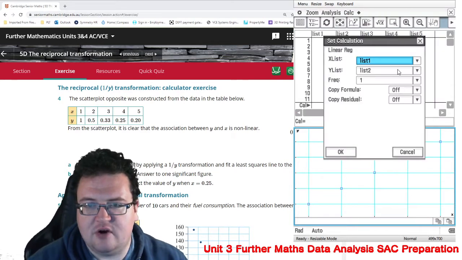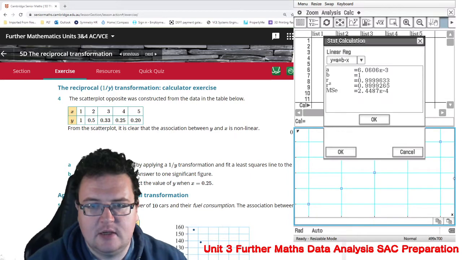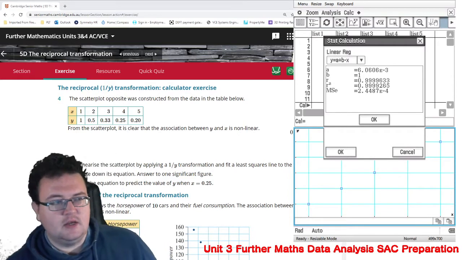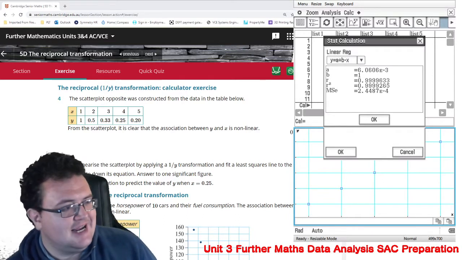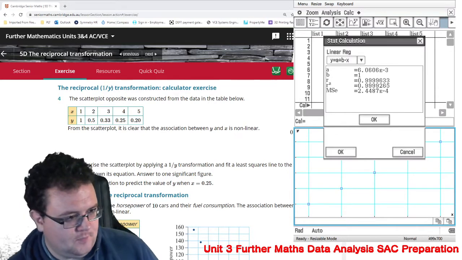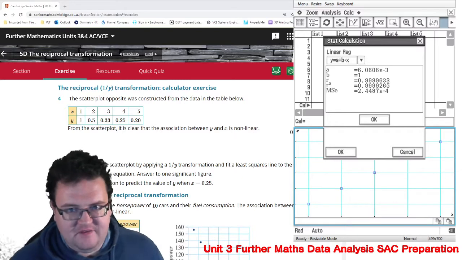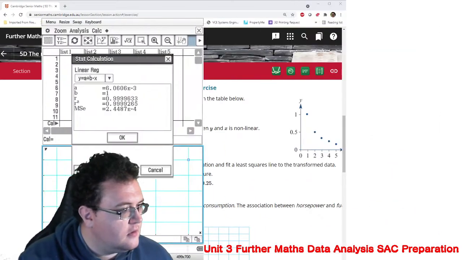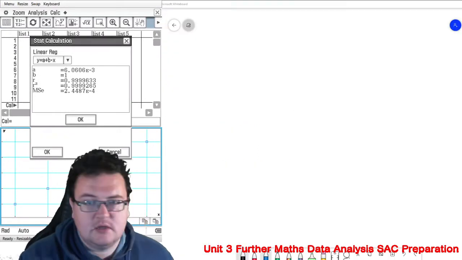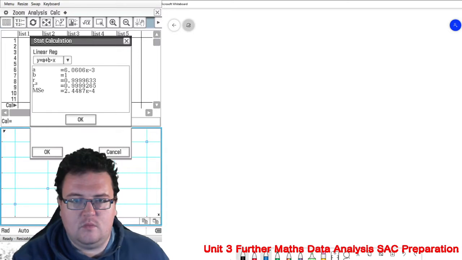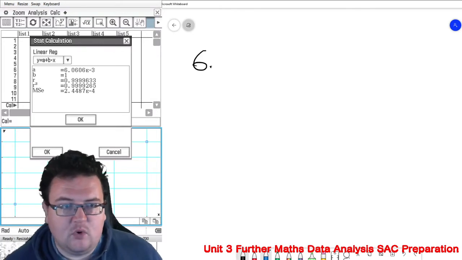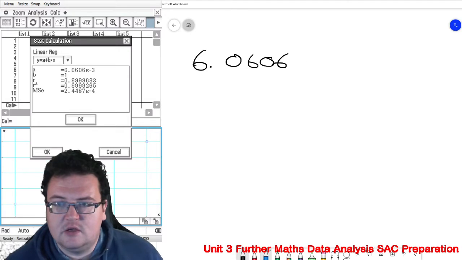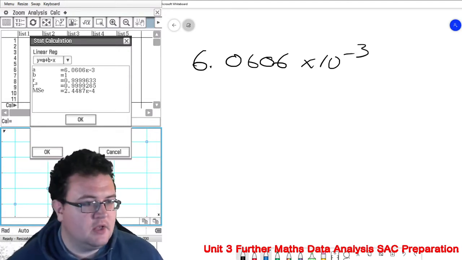Calc, regression, linear regression, Y list needs to be list 3 again. And we get this. A is 6.0606 e to the minus 3. Now again, so one significant figure. 6.0606 times 10 to the minus 3, that's what that E means.